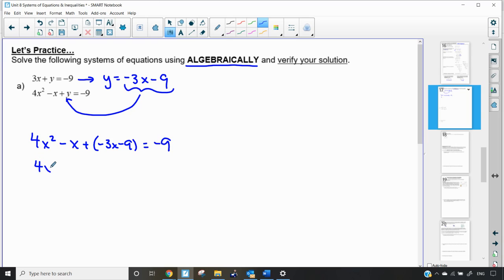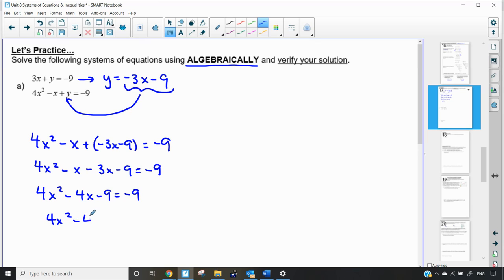Now, simplifying, I'm going to have 4x squared minus x minus 3x minus 9 equals negative 9. Now, you'll notice nothing really changed there because I had a positive, but if that had been a negative, those brackets would have been really helpful to avoid silly mistakes. So here we're going to have 4x squared minus 4x minus 9 equals negative 9. You may have been able to skip this step and jump right to the next one, but I want to write them all out here as we go.